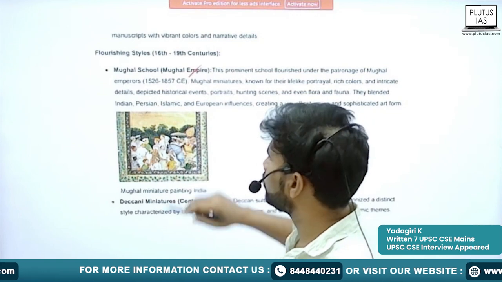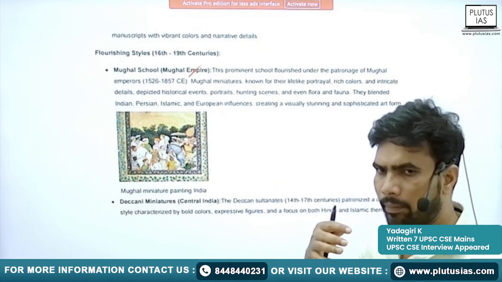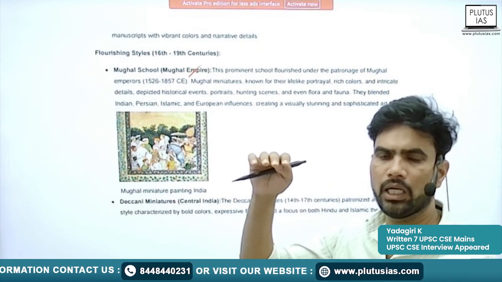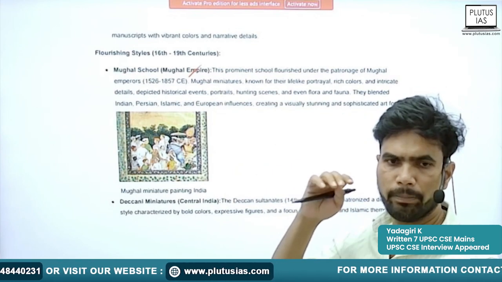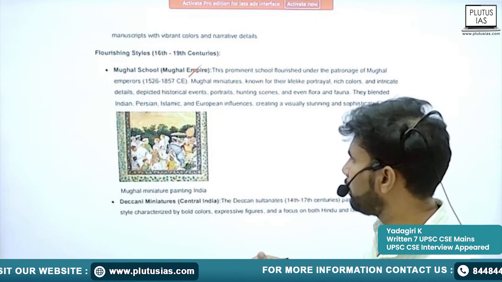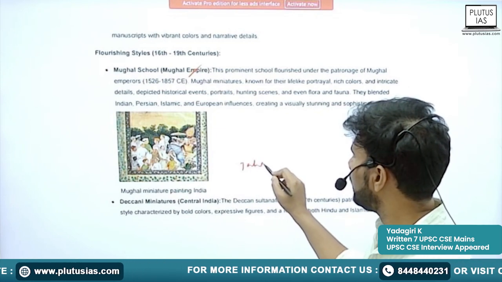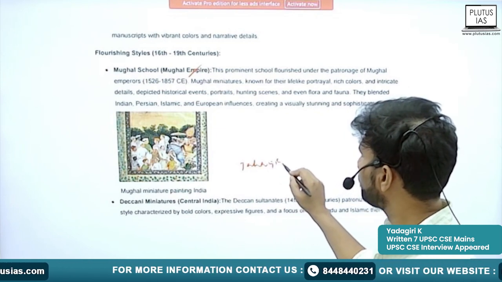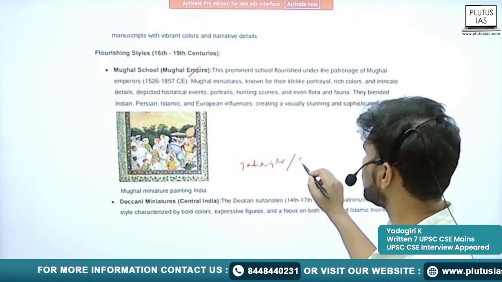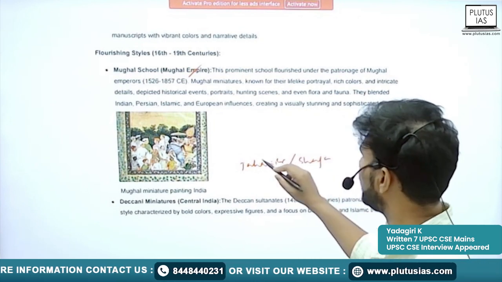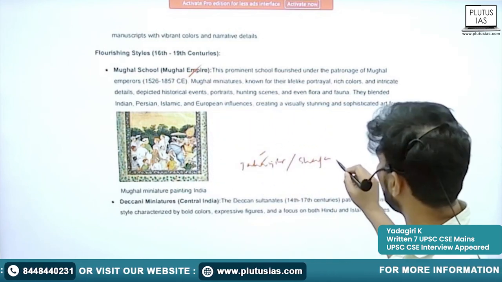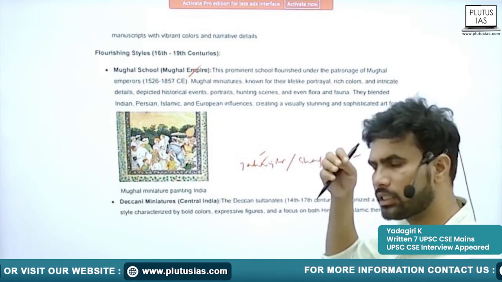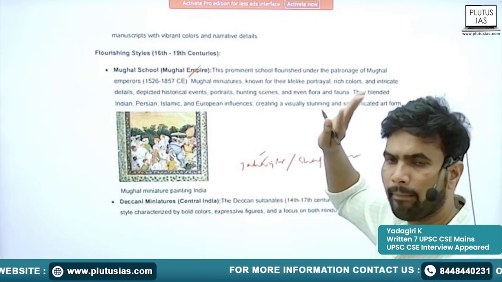Mughal school, so you know very well, it reached its peak, its zenith. Miniature painting in India reached its peak during the Mughal period, especially during the period of Jahangir and Shah Jahan. Especially Jahangir, he himself was a great painter. So during Jahangir and Shah Jahan's time, it reached its peak.